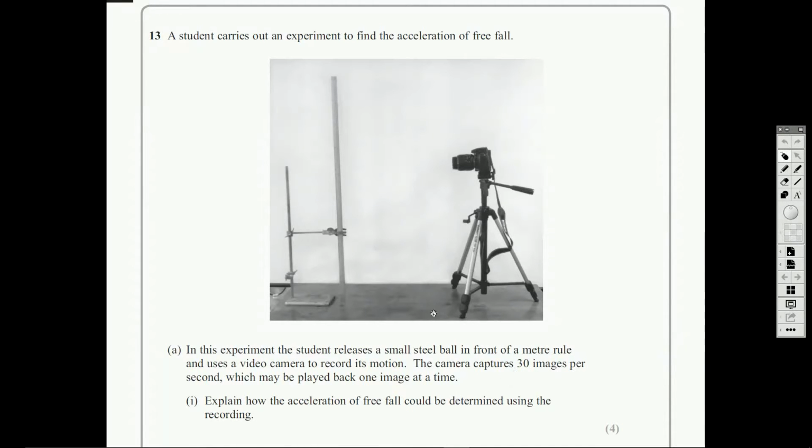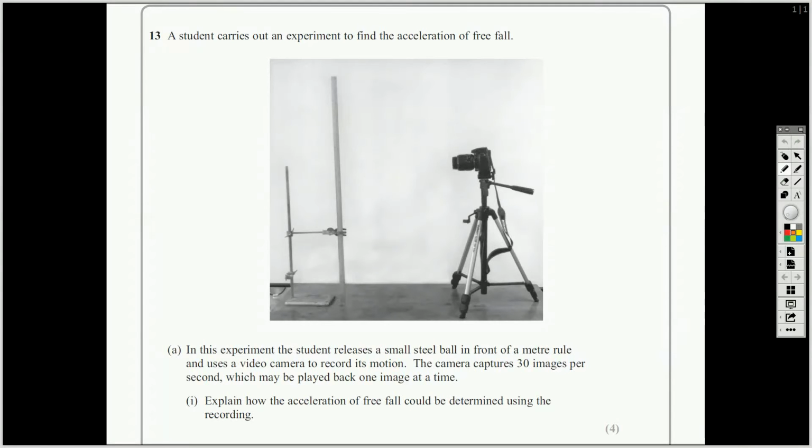So for me, these types of questions, people often find them quite difficult. My advice is to always start with an equation. So if you're ever asked to explain how to do an experiment, then always start with an equation and work out from there how it could be done, how you could actually measure this.